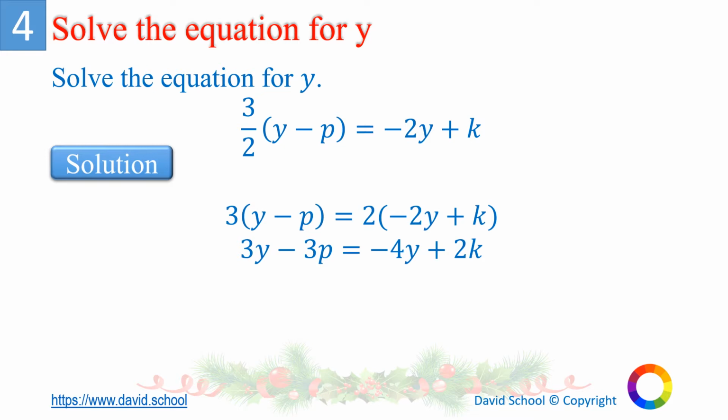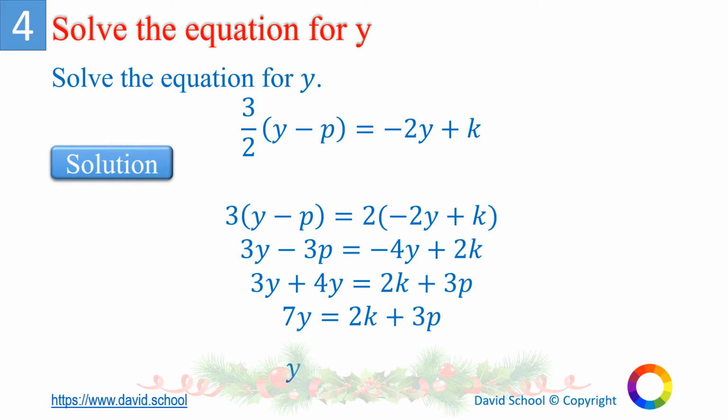Now we need to solve it for y, therefore we add 4y on both sides and move 3p to the right side. Then we'll have 3y plus 4y equals 2k plus 3p. 3y plus 4y is 7y equals 2k plus 3p. And finally y equals 2k plus 3p over 7. We divide both sides by 7.